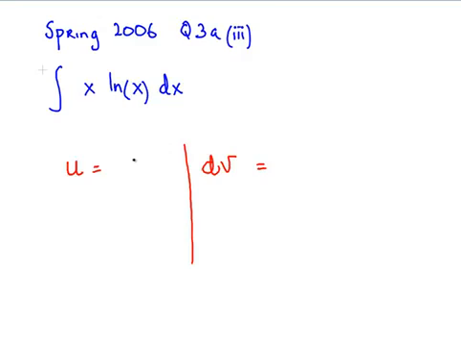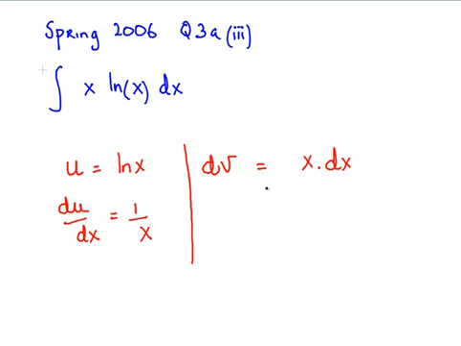Okay, so what we're going to do is let u equal the log of x. So u is equal to the natural log of x, and the derivative of that is simply 1 over x. dv, well, that is going to equal x dx.